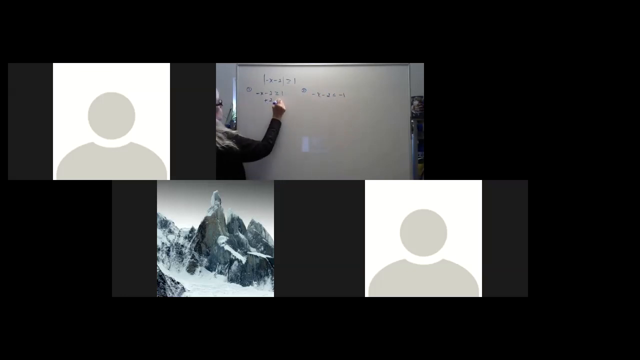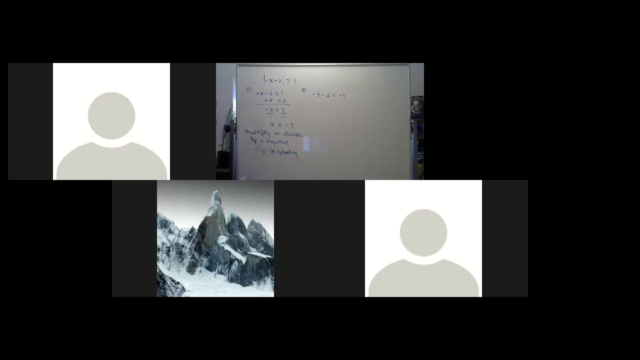So we'll add the 2. Going to give me -x is greater than or equal to 3. I now need to divide out that -1. And we saw yesterday that when you divide by a negative, you need to remember to flip the inequality statement. So we're going to get x is less than or equal to -3. So again, anytime you multiply or divide by a negative, you flip the inequality. It's one of those little quirks that you got to remember.